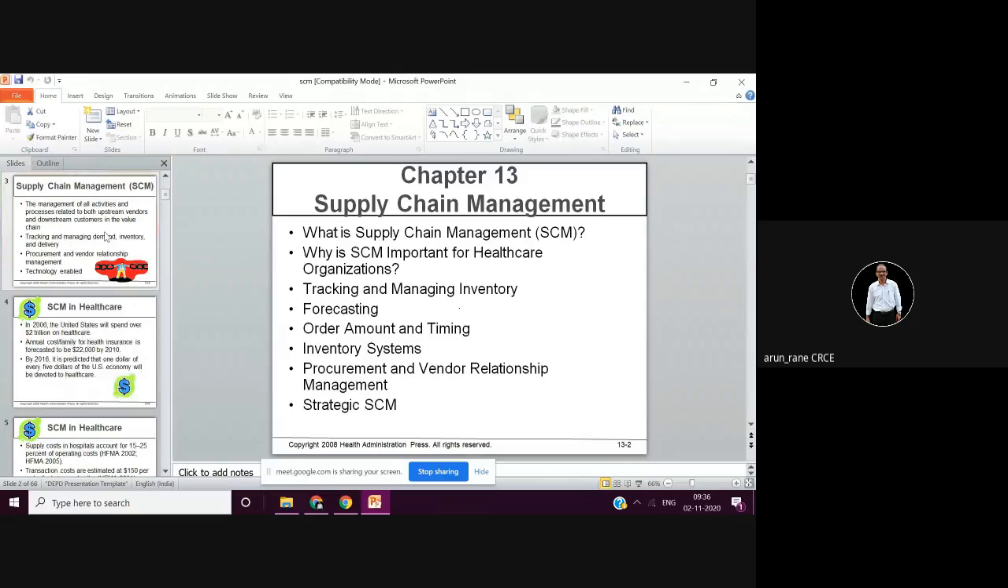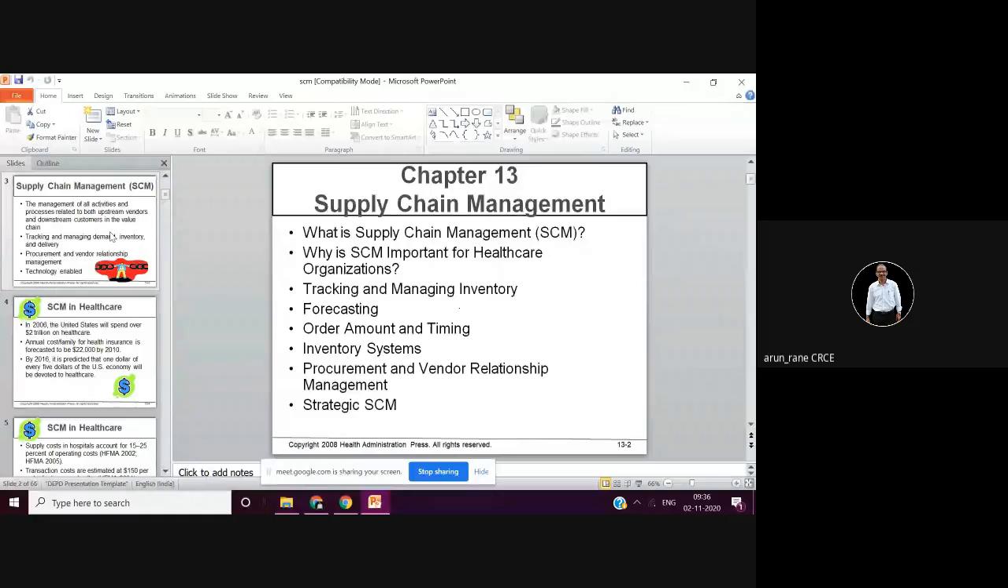Why? Because there is a separate subject in the final year, supply chain management in production engineering. It is a full-fledged subject of 100 marks plus a term mock also. So we'll just quickly go through this.